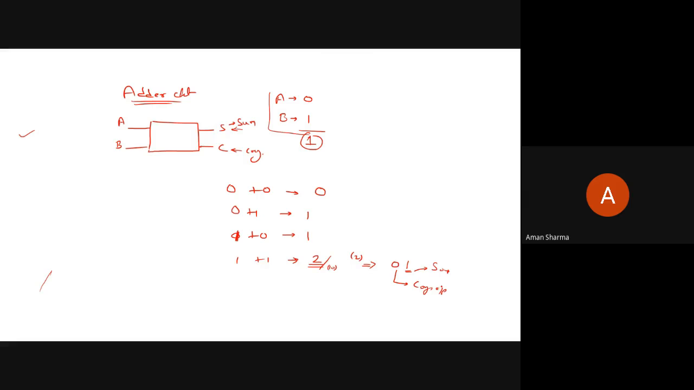So if I'm giving the input to this adder circuit as 1 and 1, then the outputs will be, sum will be 1 and carry will be 0, like this. Is it correct? Anyone?